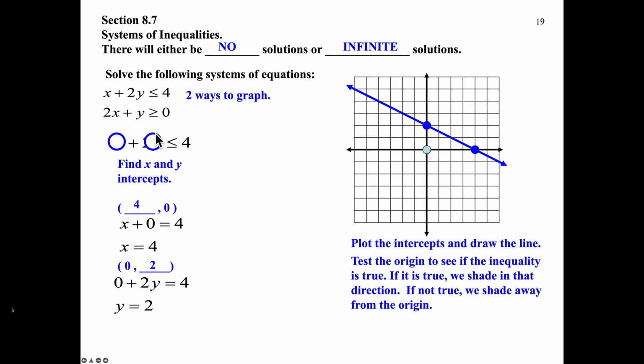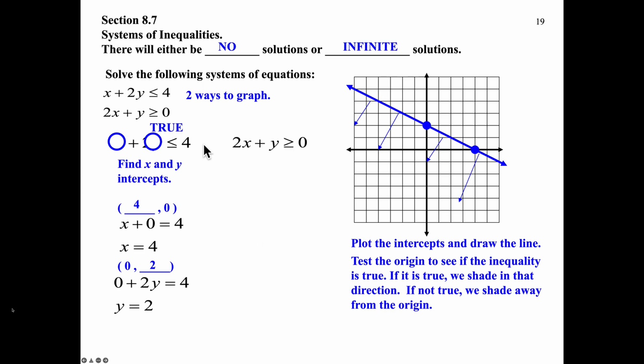That's always going to make the standard form of the equation, x and y on the left side, always a 0. Is 0 less than 4? Yes, that's true. Shade in the direction of the origin. So I'm not going to shade everything. I'm just going to draw arrows that I need to go in this direction.